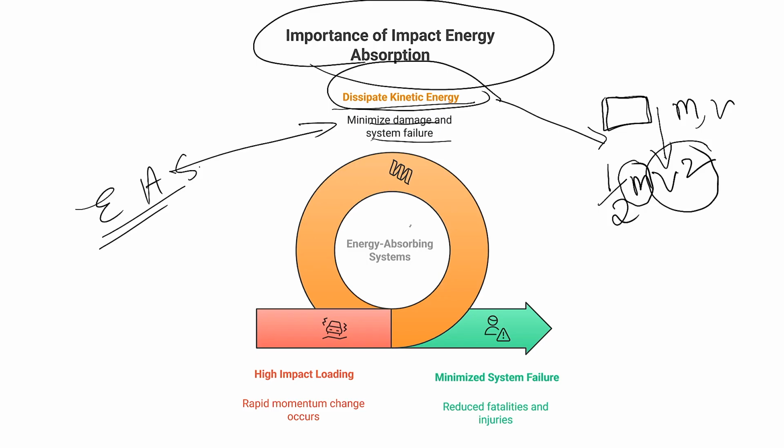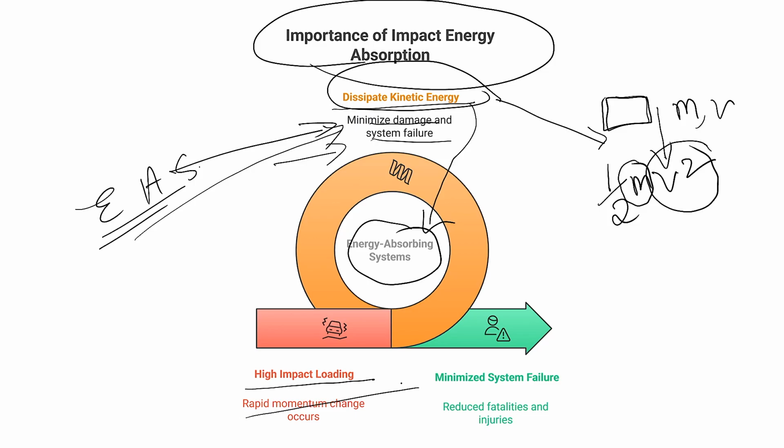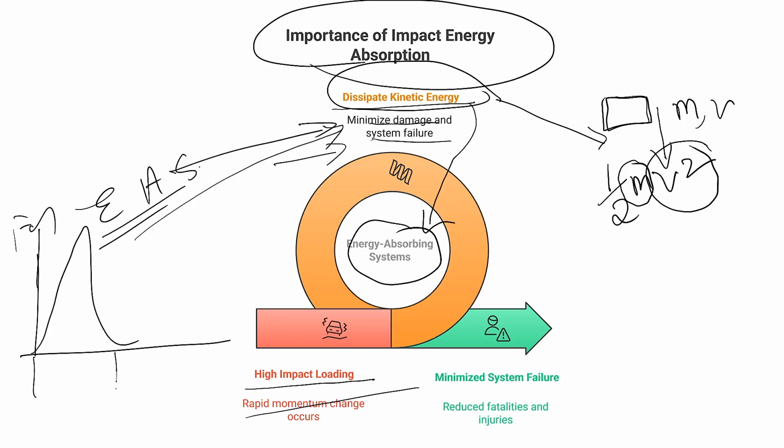What does the energy absorption system have to do? It has to dissipate the kinetic energy, and in the process of dissipating it, it needs to minimize the damage and the system failure. As we have seen, impact loading is a loading of very high force magnitude that is applied in a very short time duration. Due to this signature of the loading, there is a rapid change in momentum. Our aim is to minimize the system failure and damage, and also to reduce the fatalities and injuries.